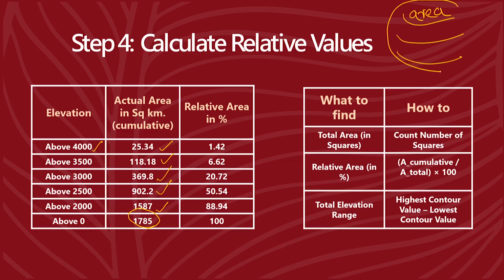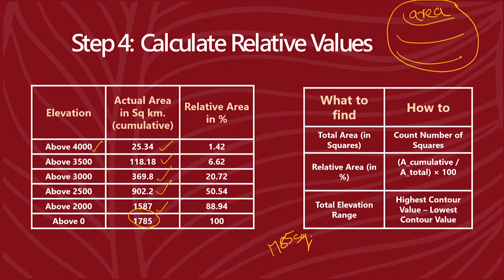Now, you need to know each segment, the area that comes under it, as well as the total area of your choice of study area. In this case, we have both. Under each category, we have it, and we have a total of 1785 square kilometers. So, once we have both these values, we can calculate the relative area. Don't worry, the formulas are right here.